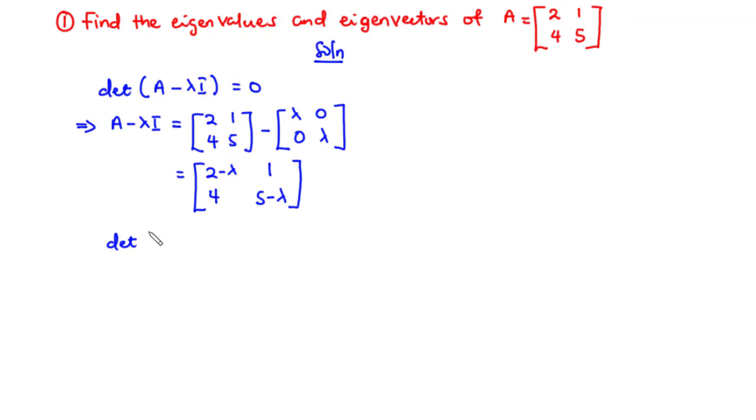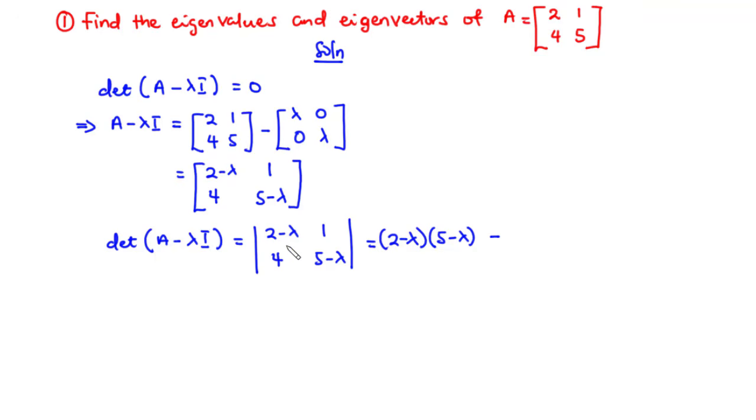So the determinant of A minus lambda I is equal to, we have 2 minus lambda, 1, 4, 5 minus lambda, and that is equal to, we are basically going to multiply this value by this value. So that is 2 minus lambda times 5 minus lambda minus this value times this value. So 4 times 1.